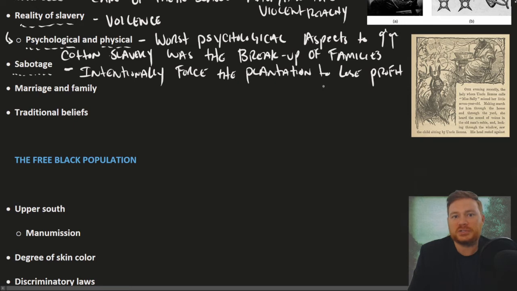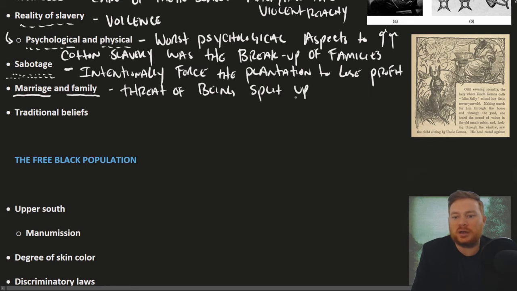Other forms of resistance were used. There was a smaller degree of violent uprisings. We'll talk about why that is, but something like the daily sabotage was on a concurrent basis. For slaves in the United States, despite it being illegal, many slaves did marry. Husbands had wives, wives had husbands. They did have families. Again, we might just want to say the threat of being broken or being split up was constantly there, and probably one of the worst psychological aspects.